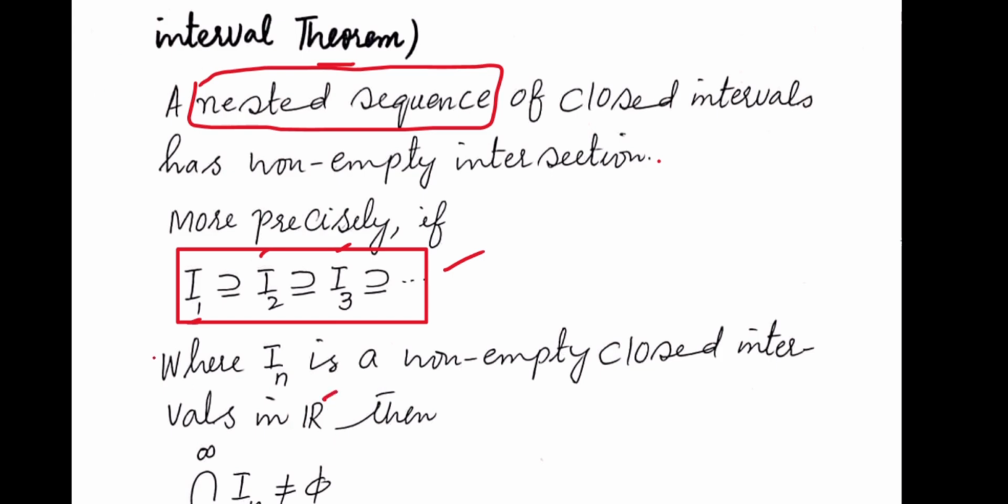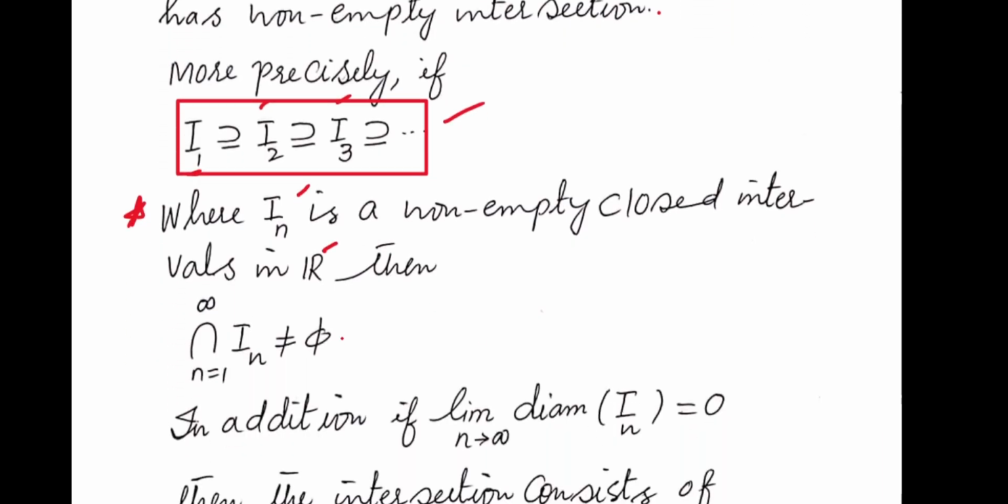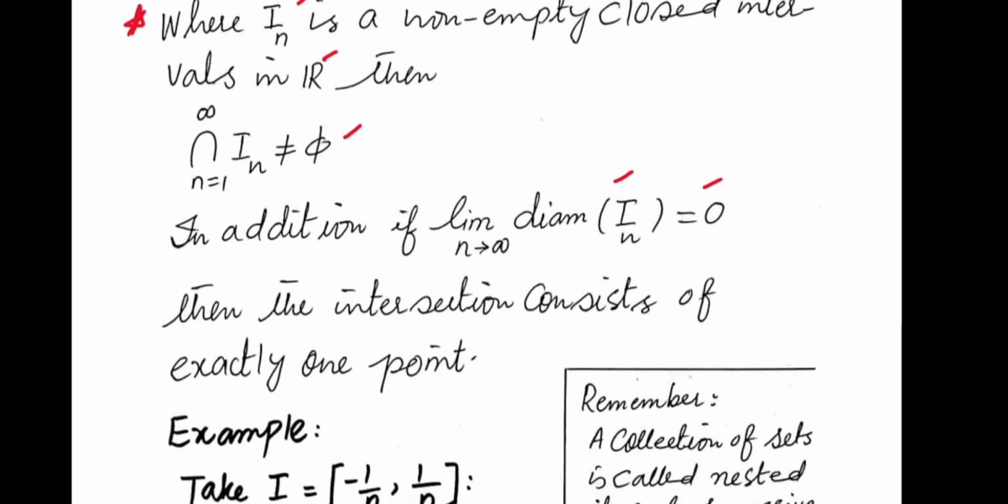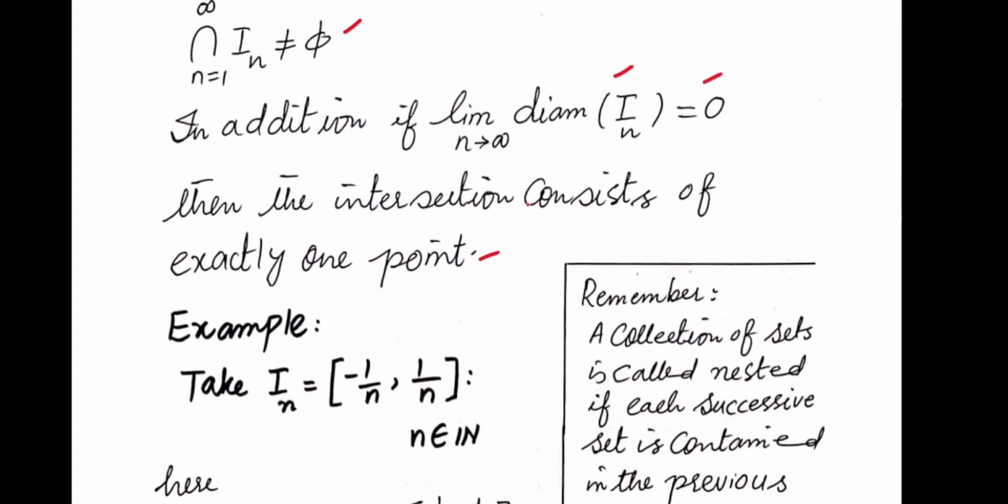So this is the difference from the statement given in the book of Walter Rudin. Walter Rudin just says these In are compact sets, and in the classical intersection theorem, these are non-empty closed intervals in R. Then we have to show that this intersection is non-empty, and in addition, if the limit of the diameter of In is equal to 0, then this intersection consists of exactly one point. So I will elaborate this concept by a simple example.